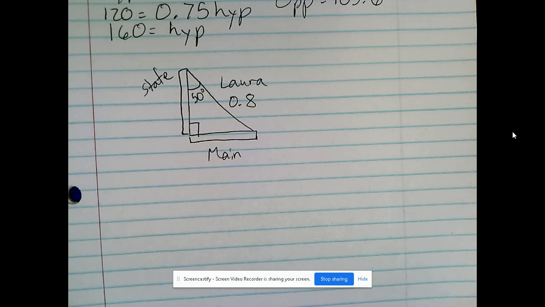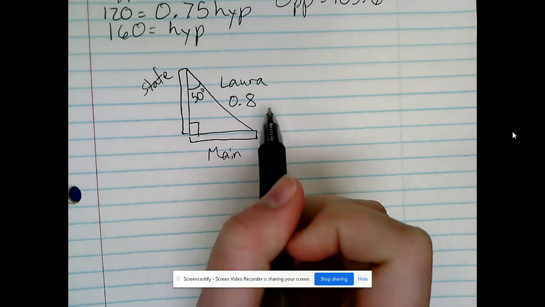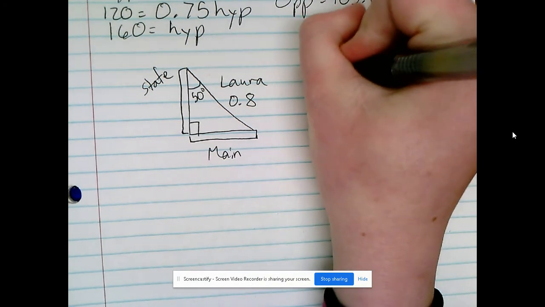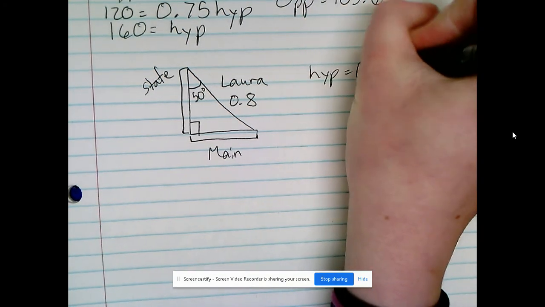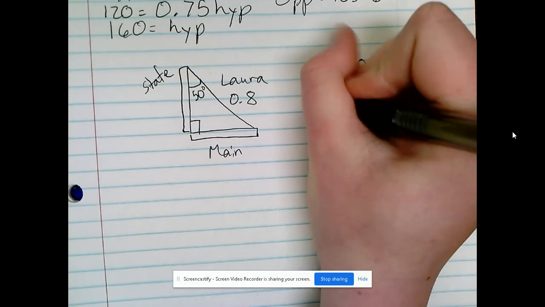So let's use this 50-degree angle that we know. We have our hypotenuse, and that equals 0.8. So now we just need to find our opposite and our adjacent.